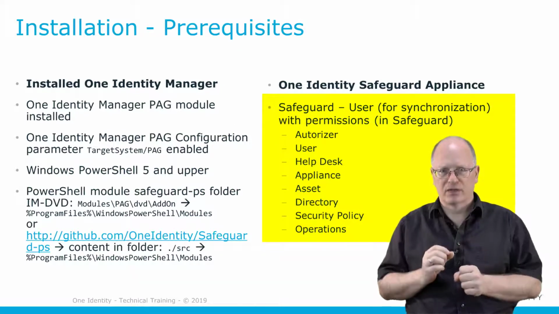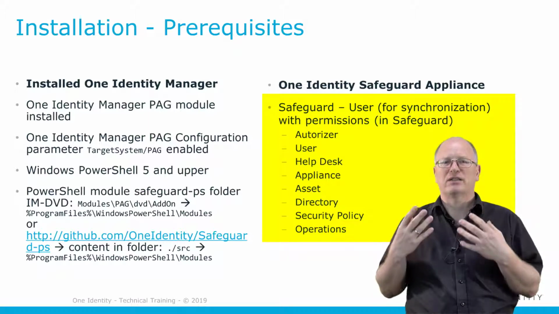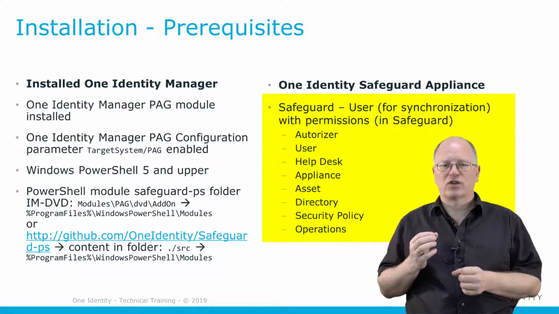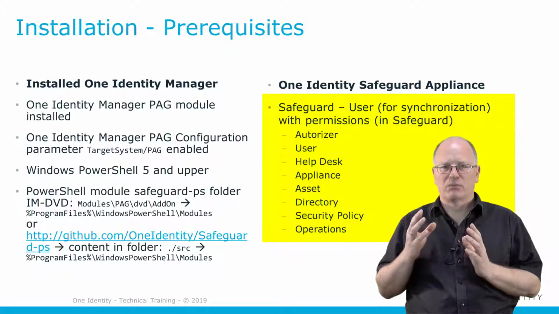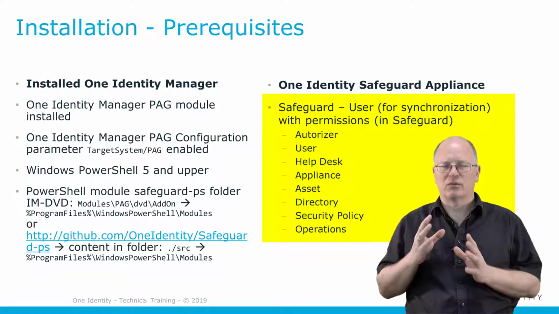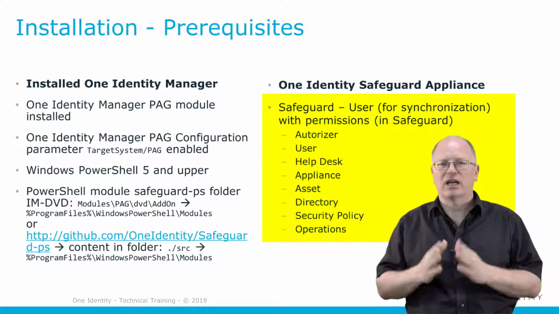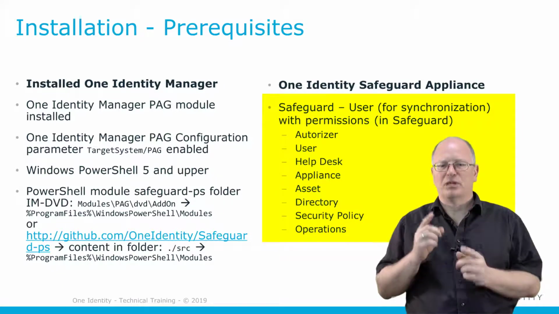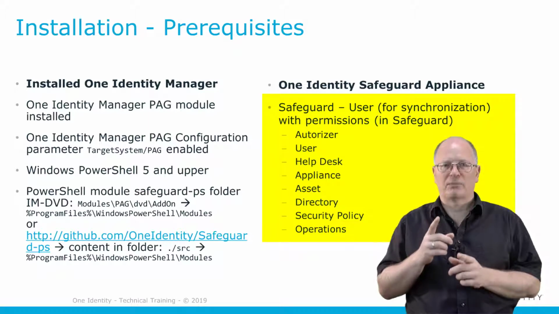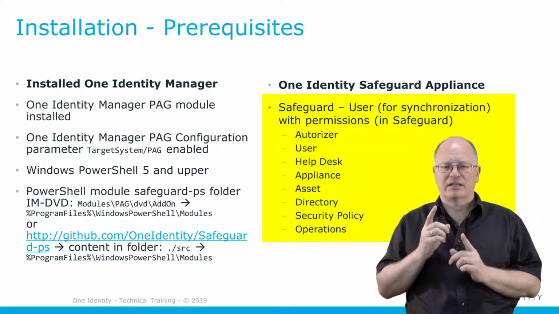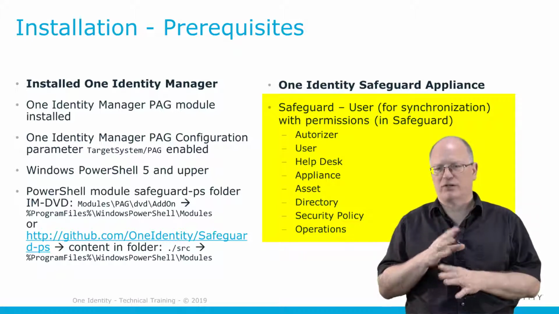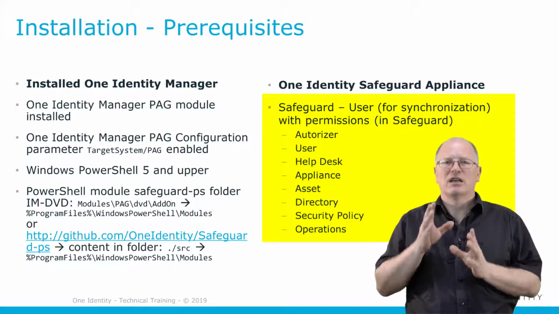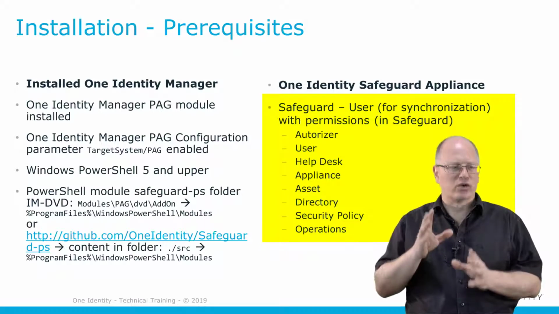Just one thing left, and this is you have to create a specific Safeguard user, and this Safeguard user needs a set of Safeguard permissions to be able to query the complete data out of Safeguard. That means it is our synchronization user, and it's necessary here to have authorizer, user, help desk, appliance, asset directory, and security policy permissions. If these are all set in Safeguard, experts know what I'm talking about, then the user can be used as synchronization user.